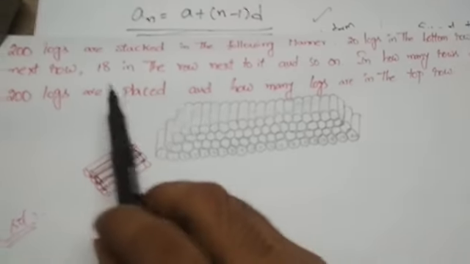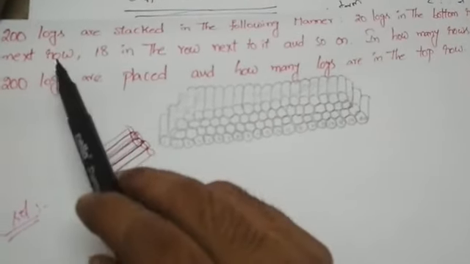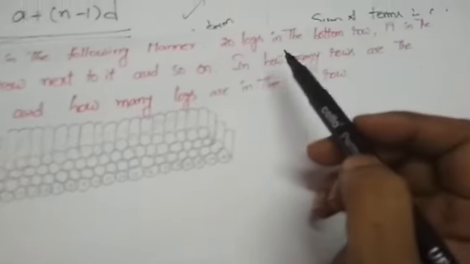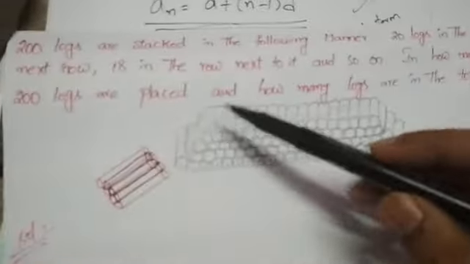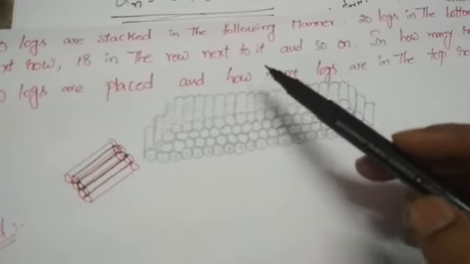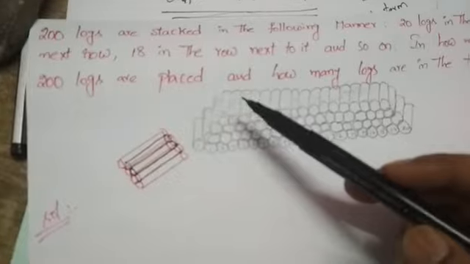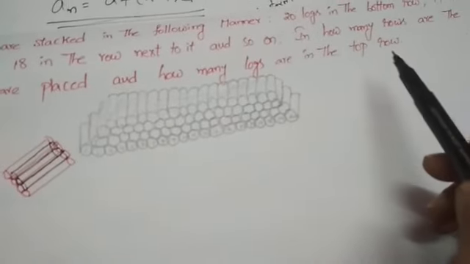Hello guys, today's problem is: 200 logs are stacked in the following manner. It is 20 logs in the bottom row, 19 in the next row, 18 in the next row, and so on. In how many rows are the 200 logs placed, and how many logs are in the top row?